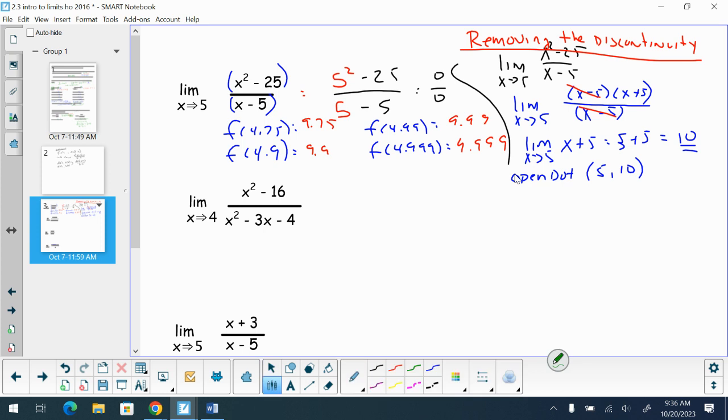I've got the limit as x approaches 4 of x squared minus 16 over x squared minus 3x minus 4. First thing we try, plug it in. 4 squared minus 16 over 4 squared minus 3 times 4 minus 4. On top, we get 16 minus 16. On the bottom, we get 16 minus 12 minus 4. We get 0 over 0.